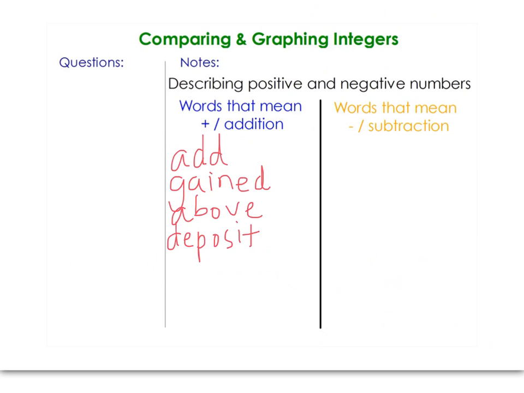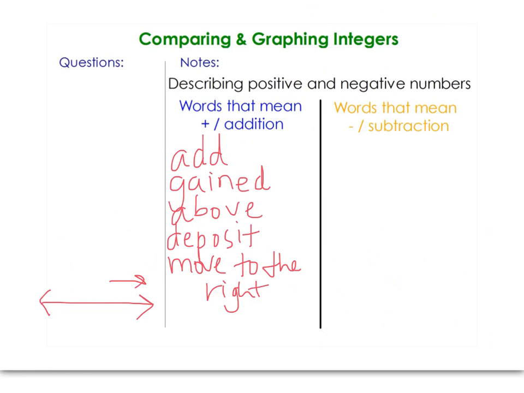What about if I think about a number line? What number's the positive direction? If I move to the right, what else? On your paper you can write a couple more if you think of more. We have to add, to gain, go above, deposit, move to the right.